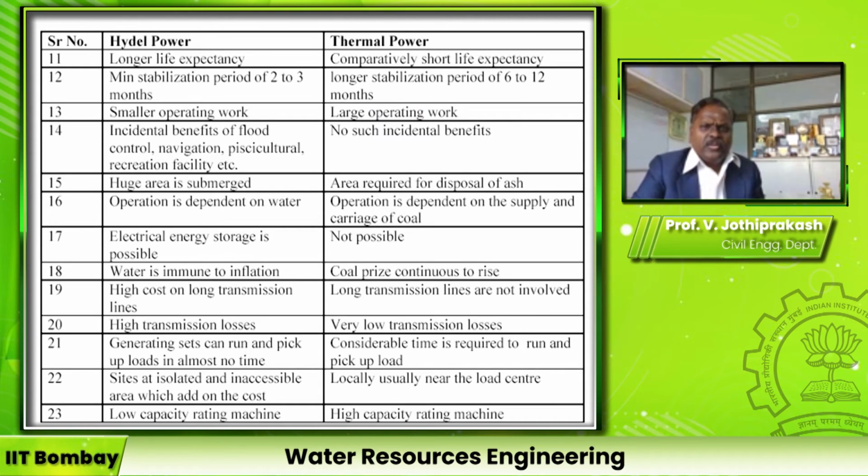Then I have listed so many other things which are available in standard books also. Hydropower has a long life and can produce power as long as the dams are there, and the stabilization period is 2 to 3 months, whereas in thermal power it takes 1 year for stabilization. Hydropower has smaller operating work, whereas thermal has large operating work.